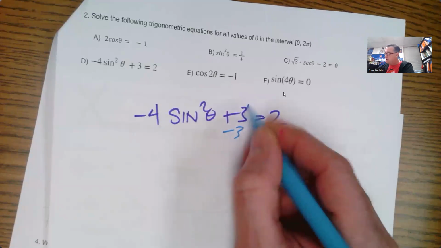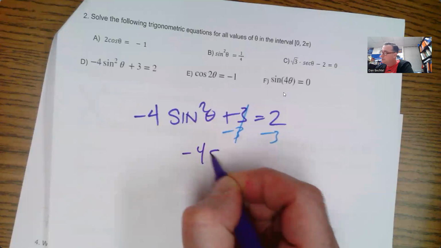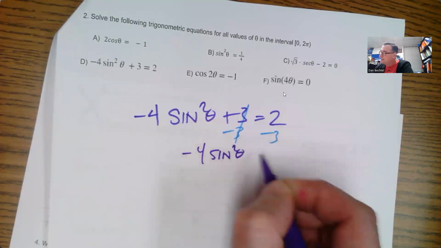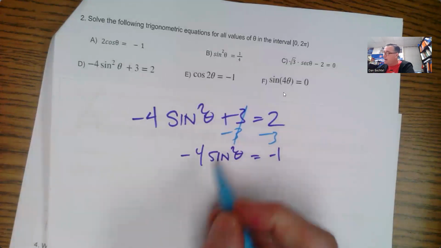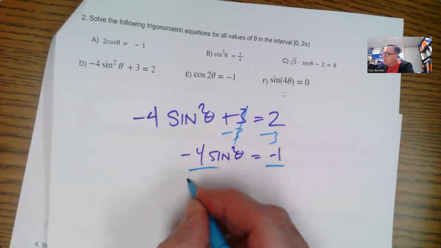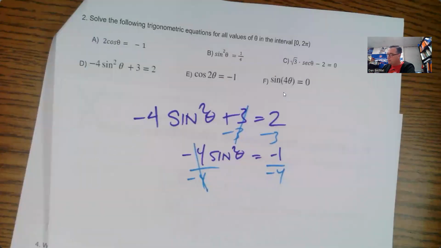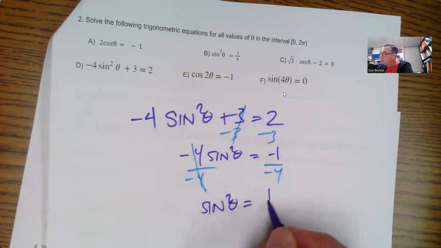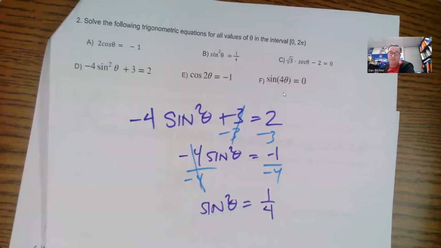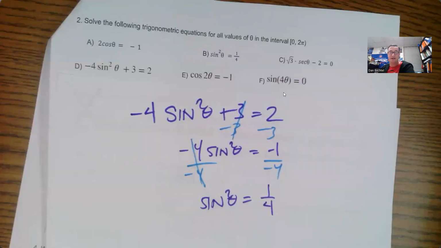Subtract 3 from both sides. Now we're going to have -4 sine squared theta is going to equal -1. That's fortunate. Okay, and then I'm going to divide both sides by -4. That'll cancel. And I am going to get sine squared theta is equal to 1/4. Now, if you look up there at problem B, it's literally exactly the same thing that we just did. So that's fine.